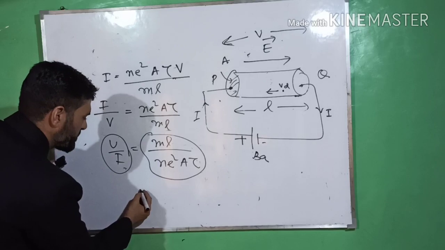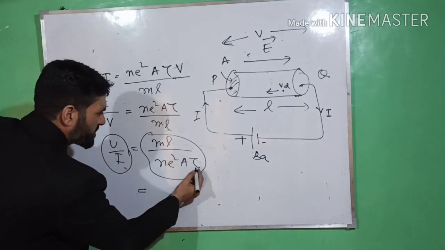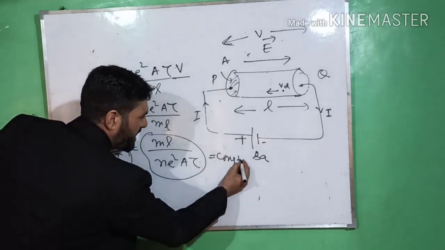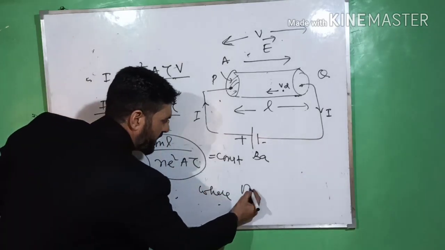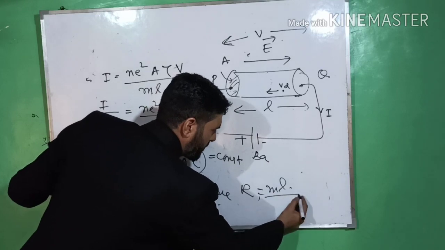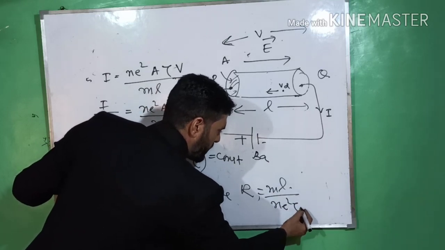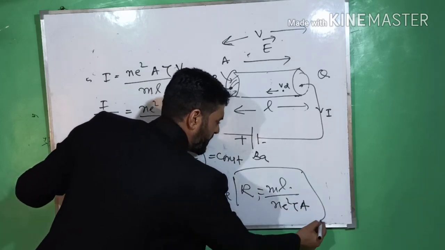See my dear students, that constant here we write as R, where this R is the resistance of the conductor, and that is equal to m l by n e squared tau A. So please remember this equation.